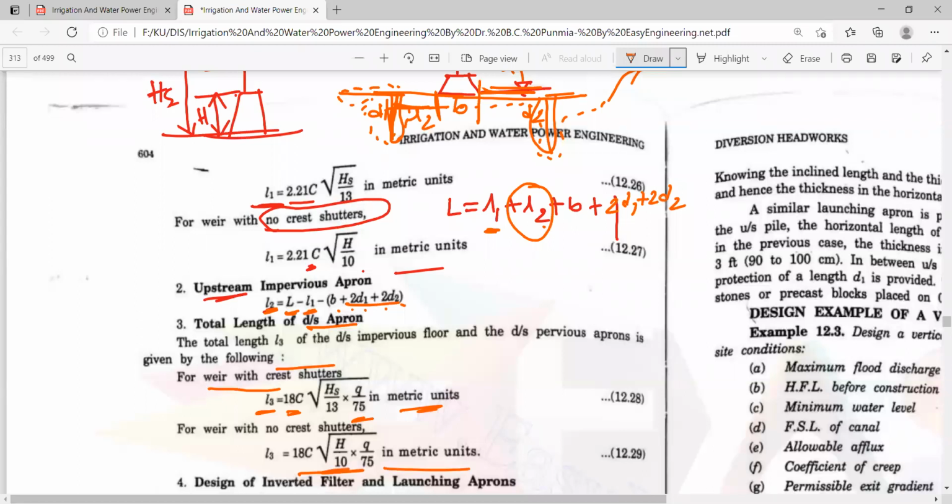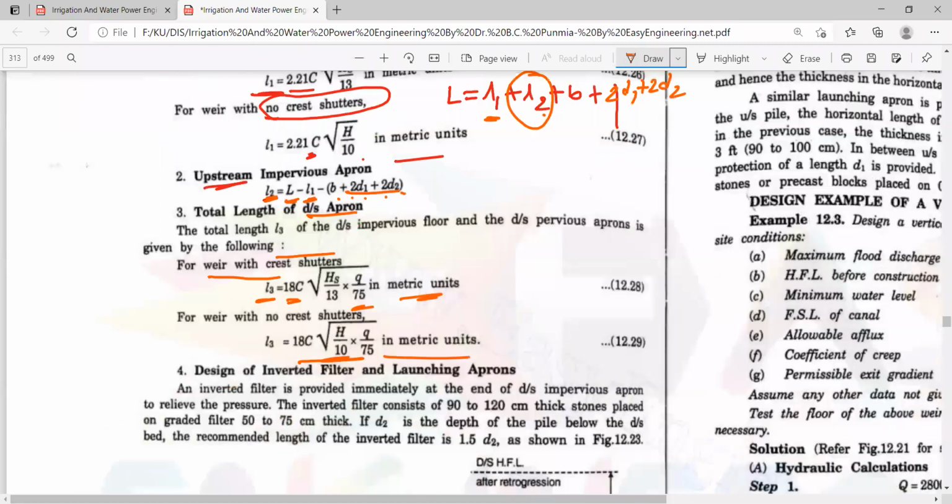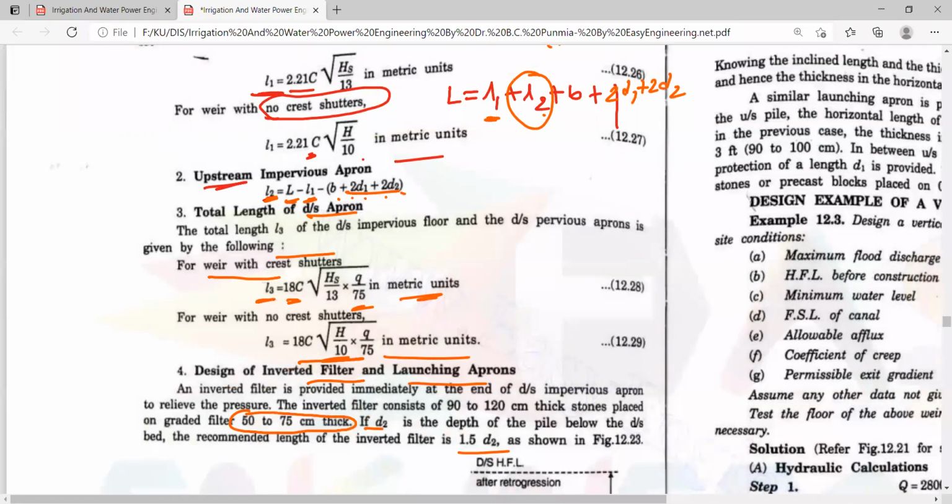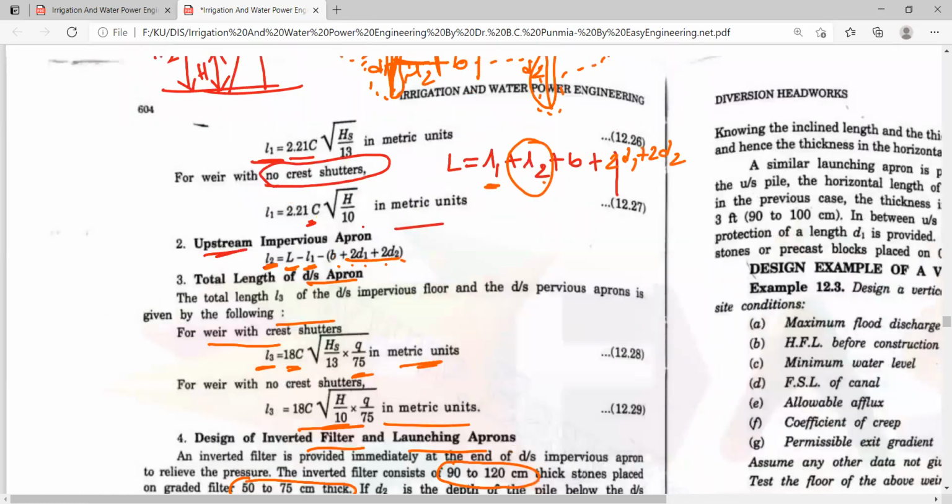After that, the design of inverted filter and launching apron. So these are already fixed values. For D2 and D1: 1.5 times D2, 2 times D2, 2.5 times D2. So these values are already fixed. Generally a graduated filter is 50 to 75 mm thick, and an inverted filter will be 90 to 120 centimeters thick. I will explain the design of inverted filter and launching aprons in the next class. So we will see the design for this problem.